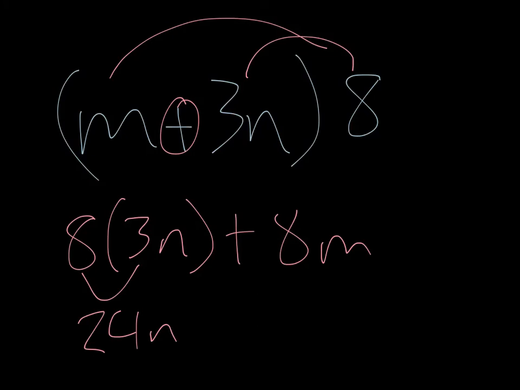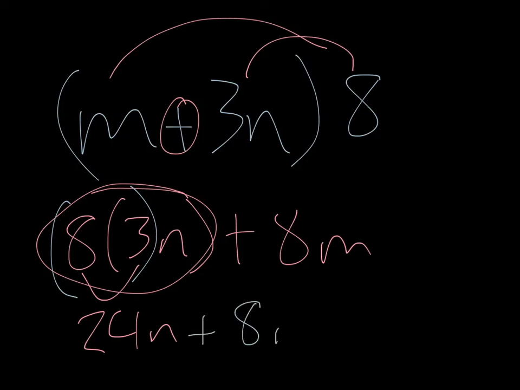Because remember, the associative property says I can do this sequence in any order. I can take 8 times 3 first, or I can take 3 times n first. I don't know n, so I'm going to associate those differently. So now I'm going to look at my parentheses being around the 8 and the 3 to get 24 first. Now I have 24 times n plus 8m.